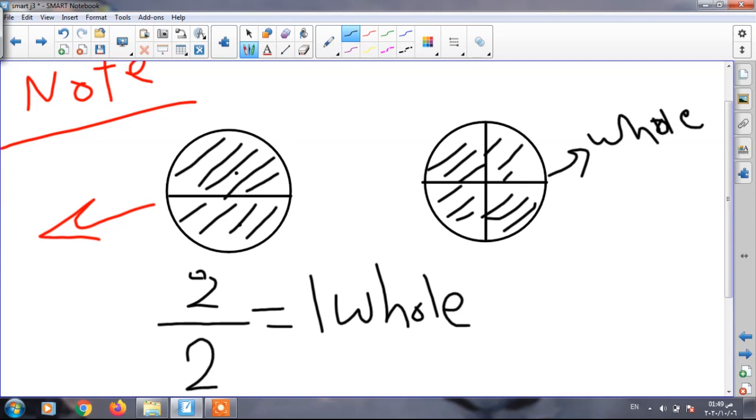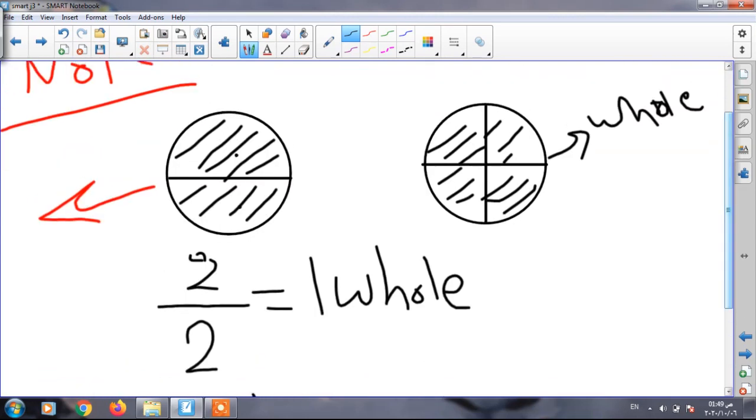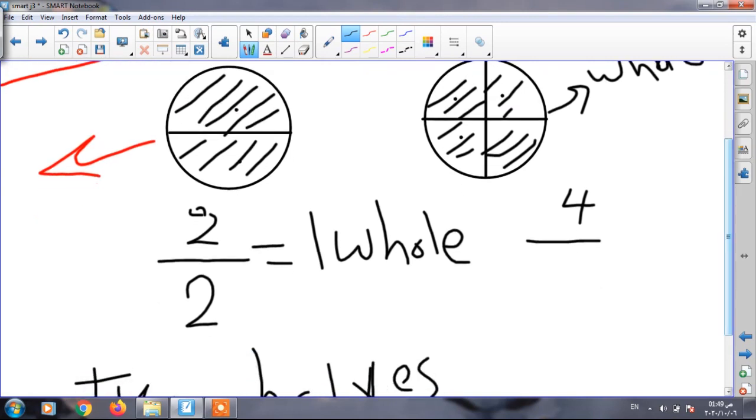If I want to represent this shape by a fraction, what will I do? I will write the fraction bar, and up, in the numerator, I will write the colored parts. How many colored parts? 1, 2, 3, 4. I will write 4 up. And down, in the denominator, I will write the whole parts. Here I have how many parts? 1, 2, 3, 4. I will write 4 down.